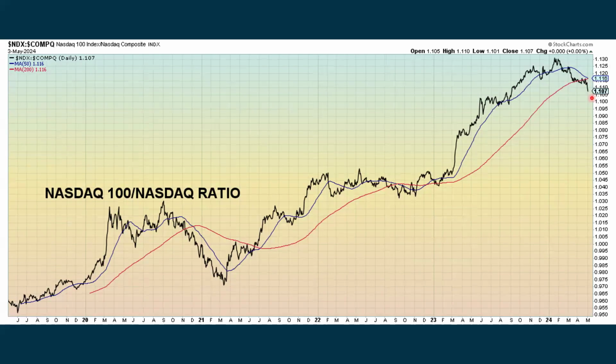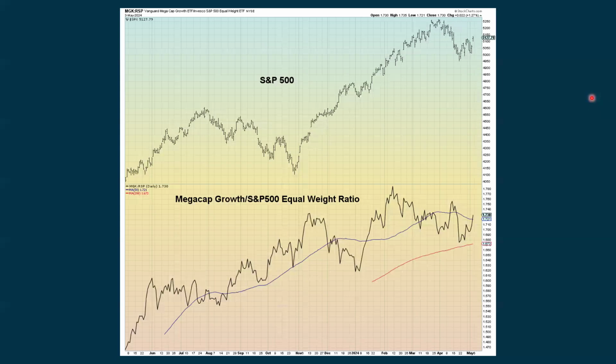So we'll want to keep an eye on this. The mega caps, the really big companies with the equal weight ratio, they had been seeing some weakness. Now they're starting to bounce back. The mega caps are still outperforming longer term.